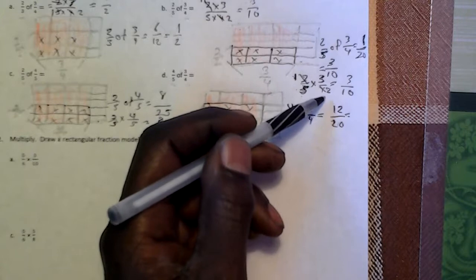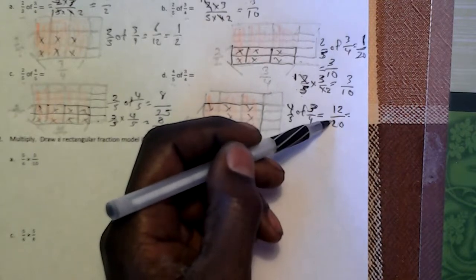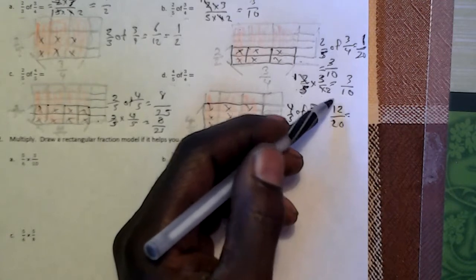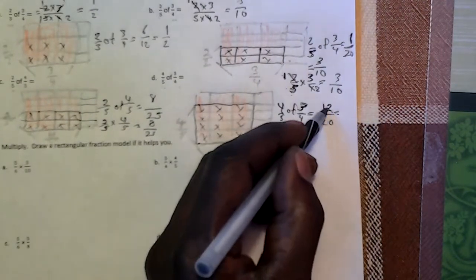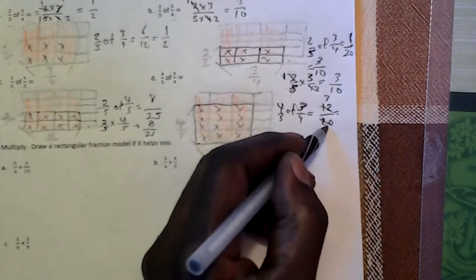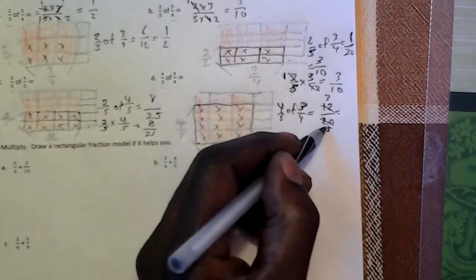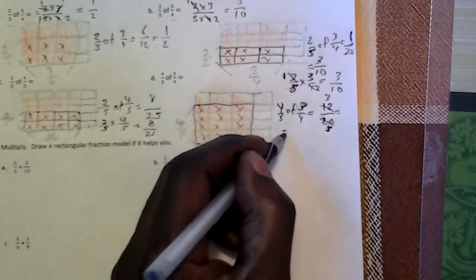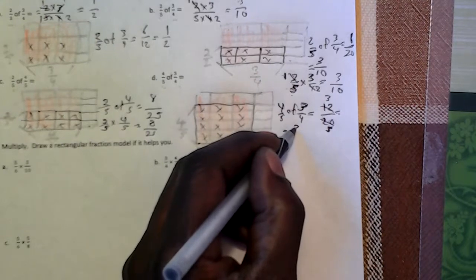Yes, because what number goes into both? You think? You know? 4. So 4 goes into 12 3 times. 4 goes into 20 5 times. Yes? So the answer equals 3/5.